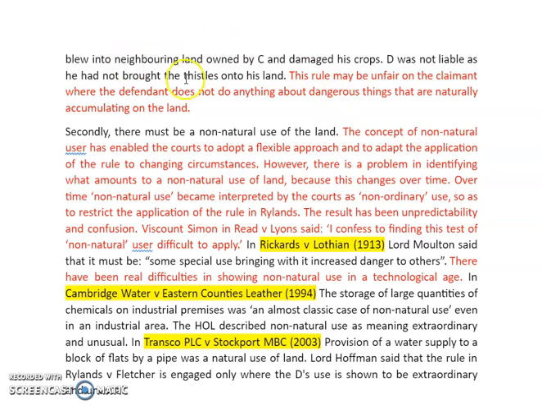So straight away, try and make a comment on that case and evaluate it. So this rule may be unfair on the claimant, where the defendant doesn't do anything about dangerous things that are naturally accumulating. And you could say that that seems a bit unfair, because if you know that that's potentially going to cause harm to others, even if it did arrive there naturally, maybe you ought reasonably to do something about it.